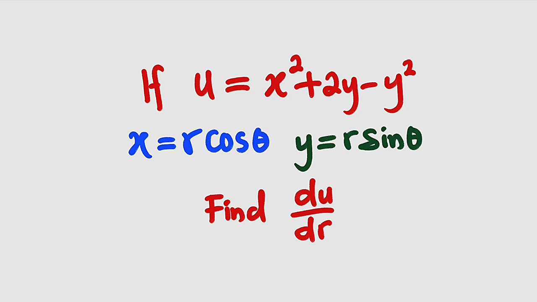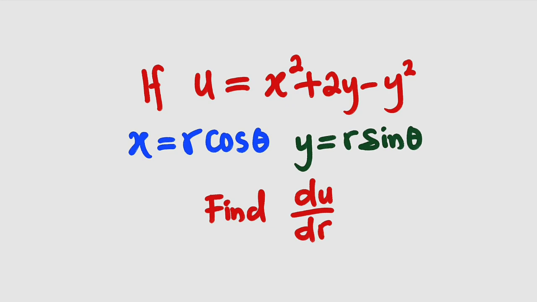In this tutorial, I'm going to show you two different ways on how to differentiate a multivariable function. We are given a function u which depends on x and y, u = x squared plus 2y minus y squared, while x equals r cos theta and y equals r sin theta. We're asked to find the derivative of u with respect to r.